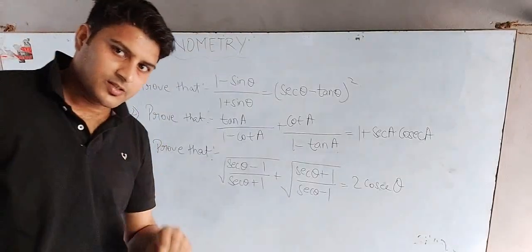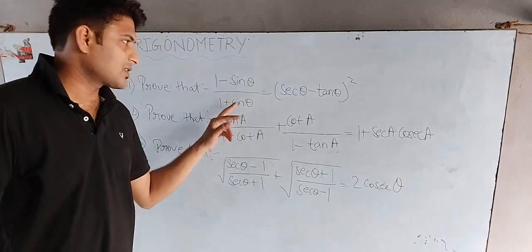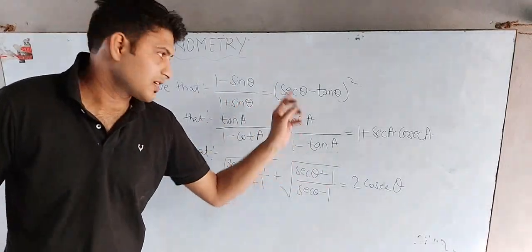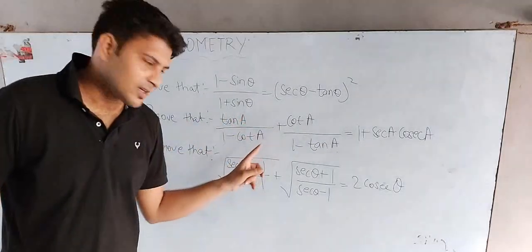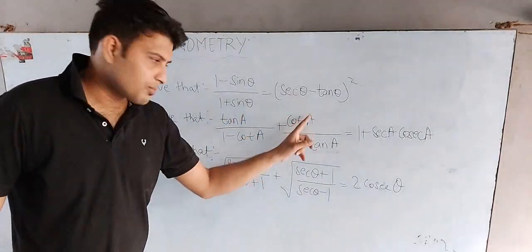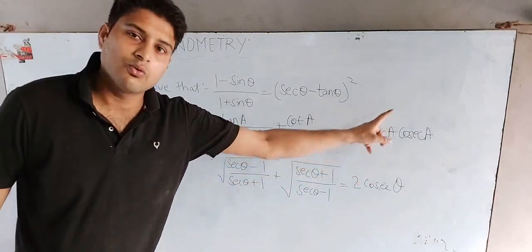Now your homework is, first question is prove that 1 minus sin theta upon 1 plus sin theta is equals to sec theta minus tan theta whole square. Second question is prove that tan A upon 1 minus cot A plus cot A upon 1 minus tan A is equals to 1 plus sec A into cosec A.